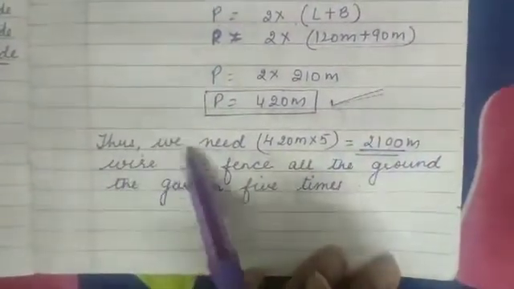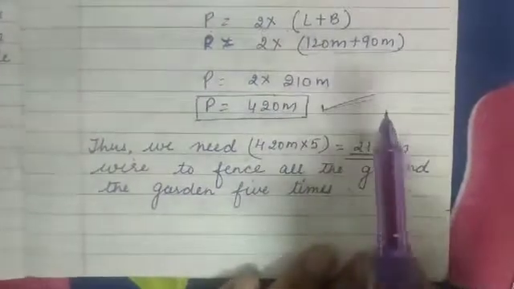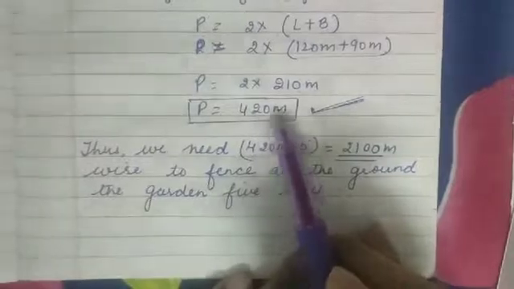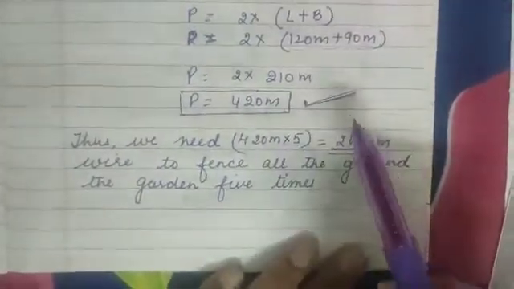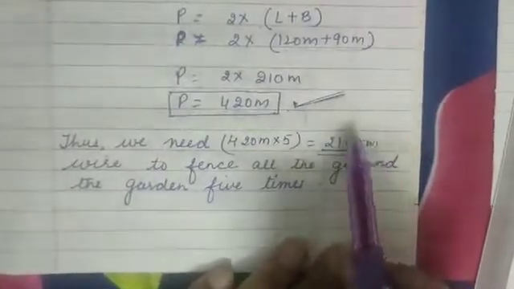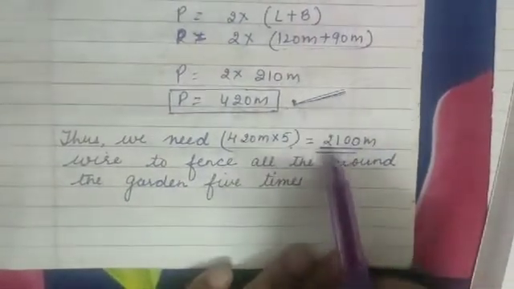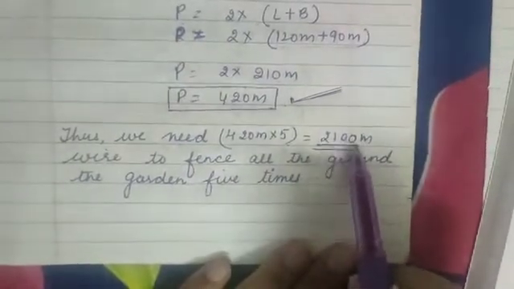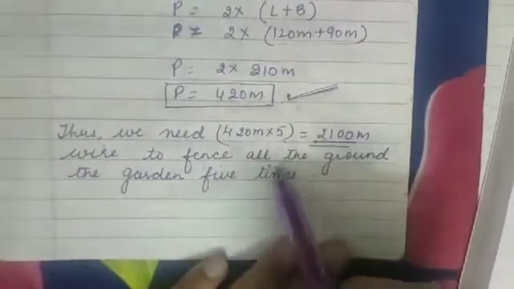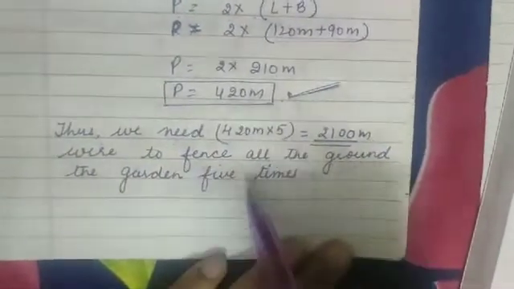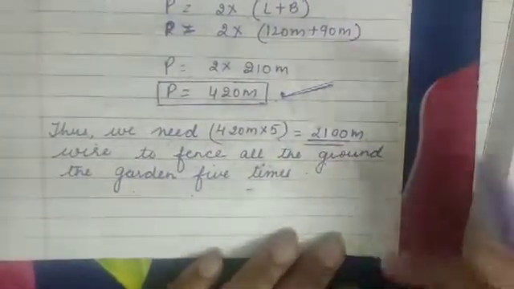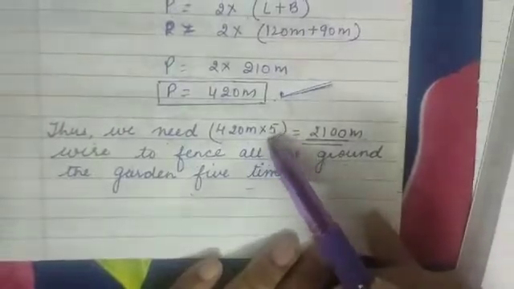So if you are fencing the ground once, we need 420 meter wire. Now you have to fence the ground 5 times, so we will multiply by 5. The answer will be 2100 meter wire. We need 2100 meter wire to fence all the garden 5 times. Clear? Perimeter multiply by 5.